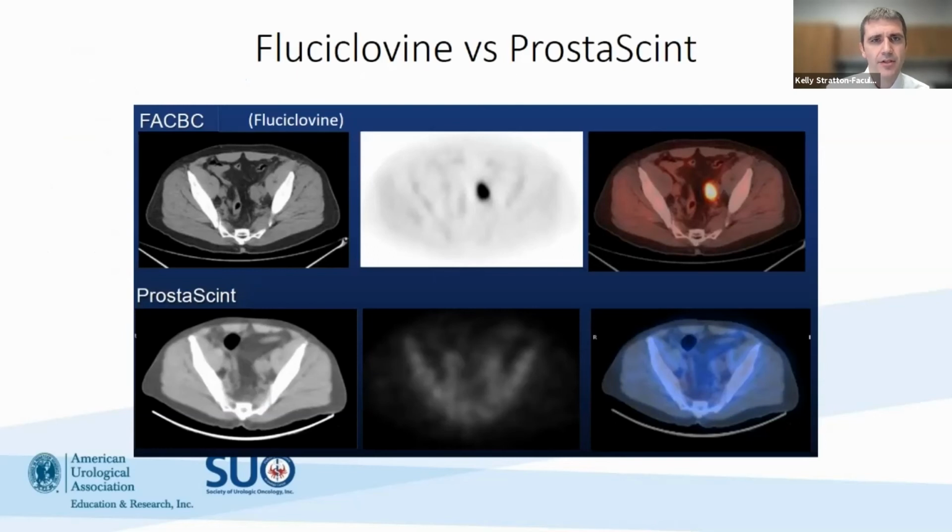And this is just a comparison of flucyclovine versus the old Prostate scan, which was also PSMA directed, but it was scintigraphy, and it was targeting an internalized portion of the PSMA protein. So if you see here, the lesion on the flucyclovine is very evident. However, in prostate scan, it was not as evident. So again, Axon is probably the most commonly available next generation imaging across the country right now.